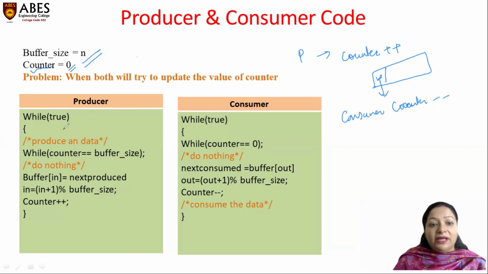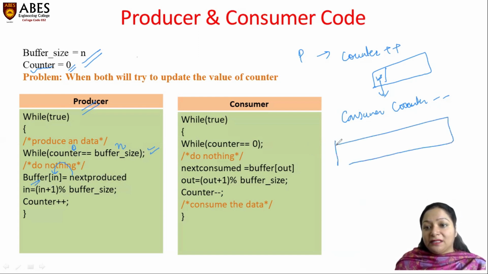So here you can see we have the code for the producer. Now the producer will check the while condition. The counter value initially is 0 and the buffer size is n. So obviously this while condition will be false. When this while condition is false, the producer will execute the next instruction, and it will produce an item and place it at the in index of the buffer.